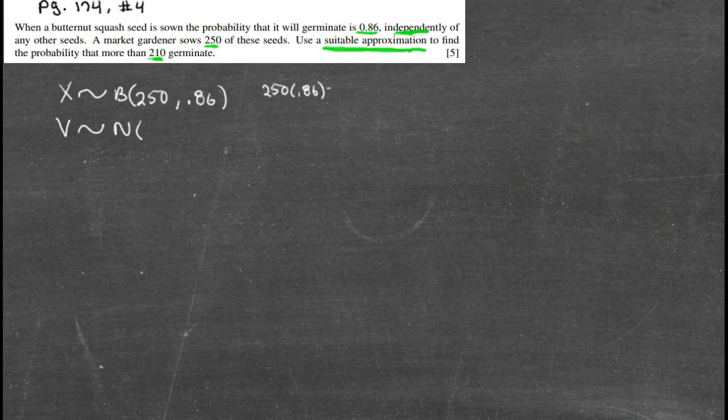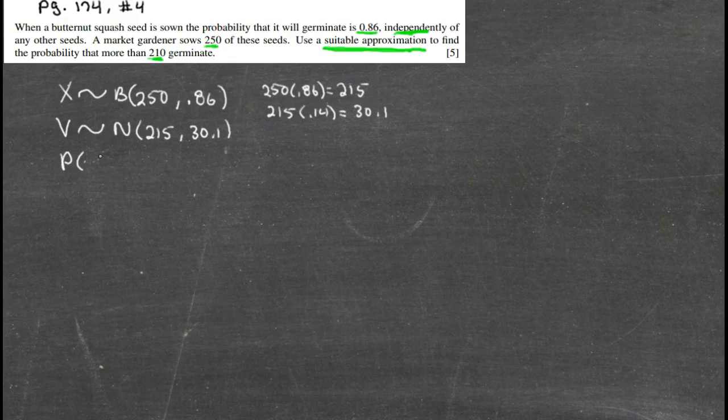So to find the mean, I take 250 times 0.86, and I get 215. And then I take 215 and multiply that times 0.14, q, and I get the variance. So now I've got my mean and I got my variance. And so now I've got my normal distribution, and so I can just treat it like this.